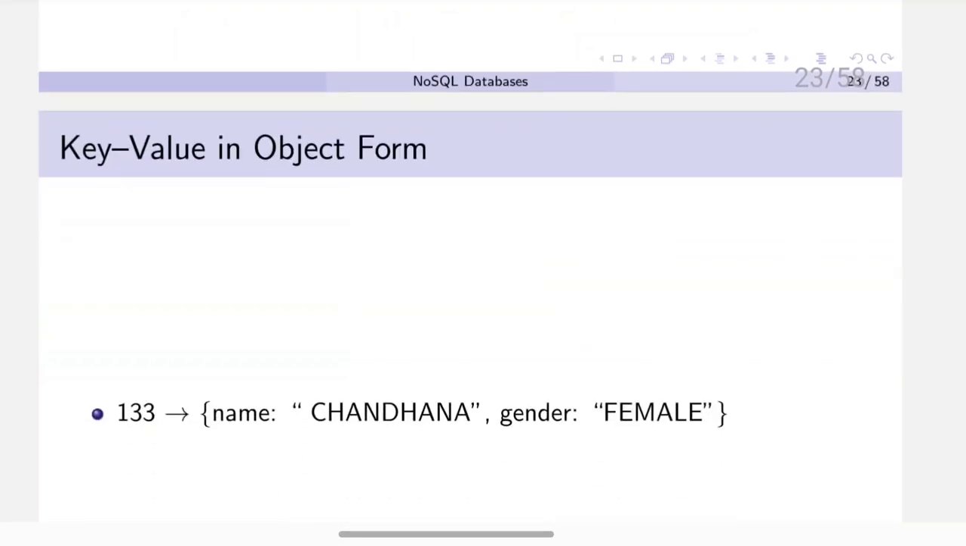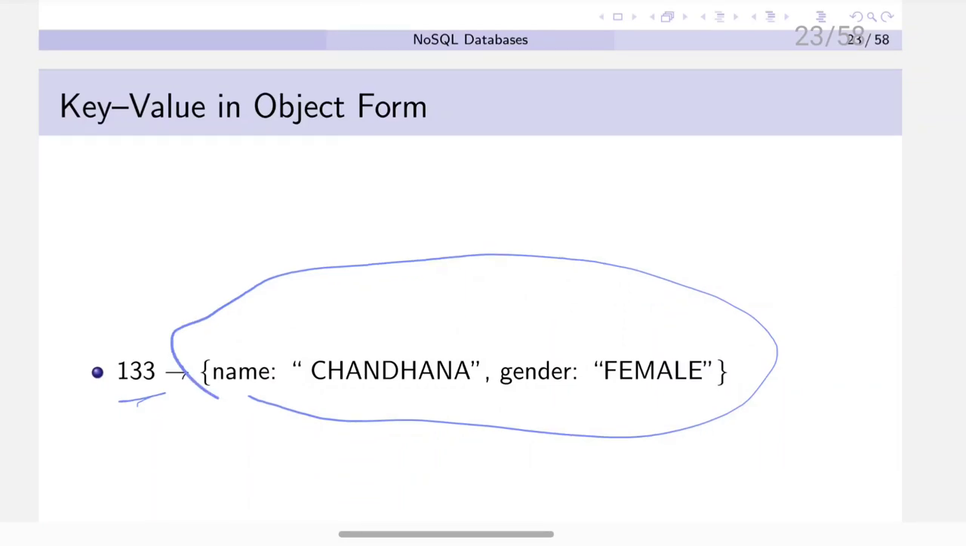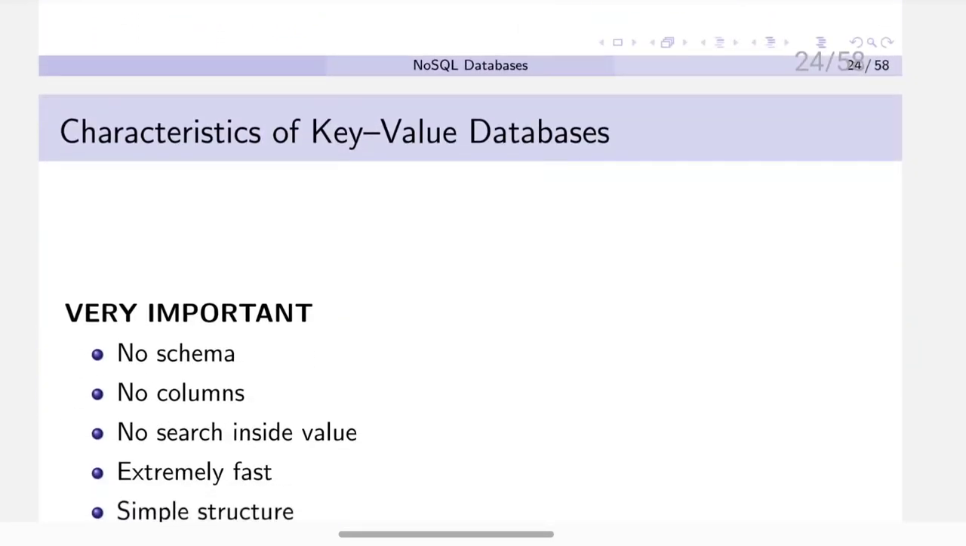Now, key in object form. If you look here, we can also store the value as an object. Like if you see here, 130, this comes under object. So the value can store any data structure. Okay, that is what key value databases are about.